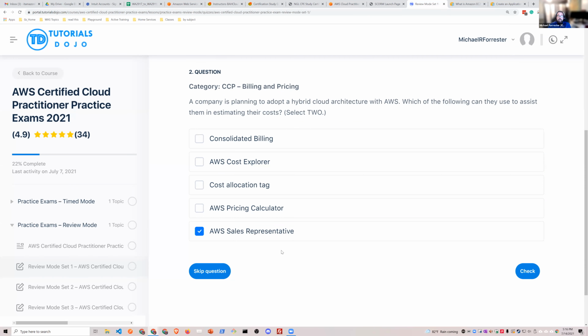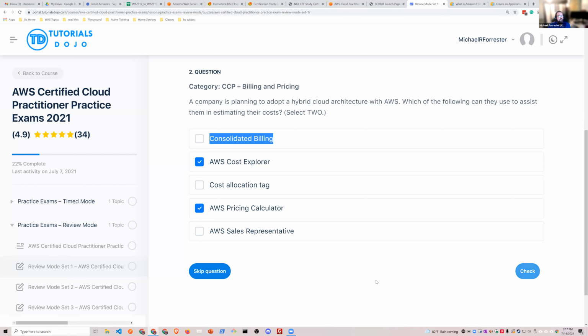So I think a sales representative would be super helpful, but they're not an option. So let's go for pricing calculator because we can price out architectures. Tagging might be useful. Consolidated billing might be useful. Cost Explorer might be useful because Cost Explorer actually does not only existing costs, but does future costs. And so as you hear me verbalizing my reasoning, I actually know, well, I don't know what a sales representative would do. I mean, I know what they can do, right? But I know what cost allocation tags do, and I know what consolidated billing does, right?